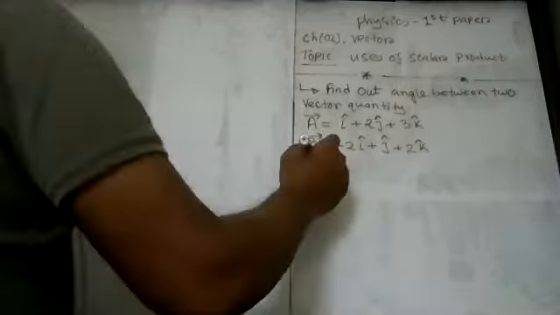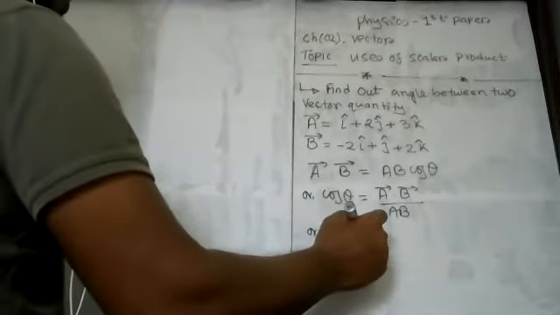How can you find this angle between them? You know that vector A dot vector B equals AB cos theta. So, my dear student, vector A dot vector B equals nothing but AB cos theta. Now I'm going to find out the value of theta. So, I can say that cos theta equals vector A dot vector B divided by AB.